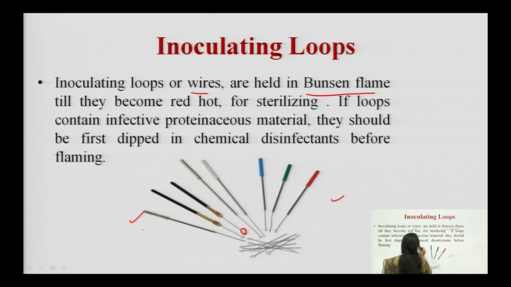Flaming is the main technique by which we sterilize the loops, and they are heated till they become red hot. They will be put into the flame and remain there until they become red hot. In this way they will get sterilized, and if loops contain infective proteinaceous material, then we need to dip them into chemical disinfectants, so that they become sterilized. Whatever microorganisms are on the loop get killed, and we will be able to use these loops for further transfer processes.